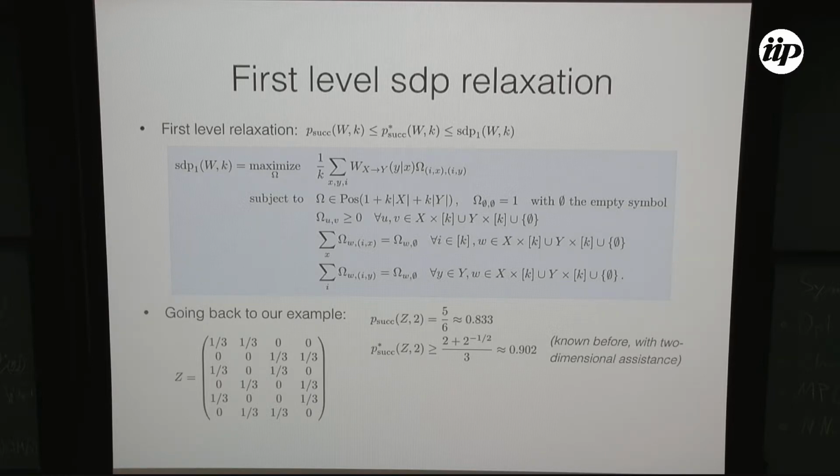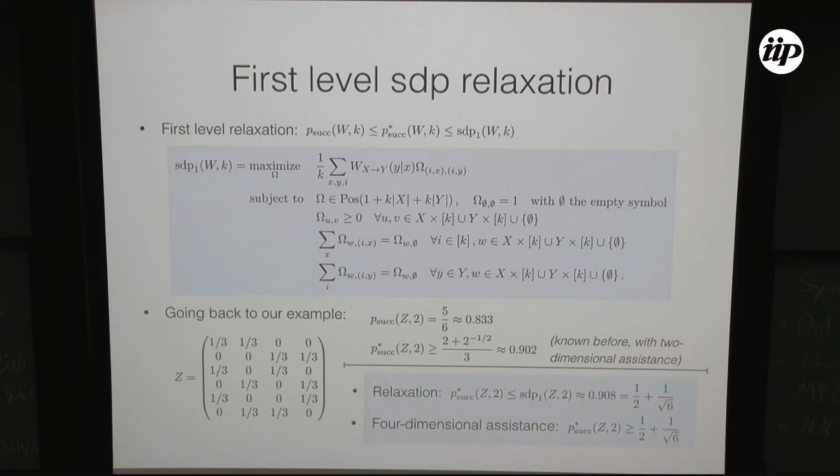So this is the channel. We want to send 1 bit. The classical value is given by 5/6, but for this P star value, we only have a lower bound. Why do I keep talking about this example? Well, this example is very nice because now we can actually show two things. First of all, we can calculate this SDP1 for this channel and the 1 bit to send, and it comes out to 0.908.